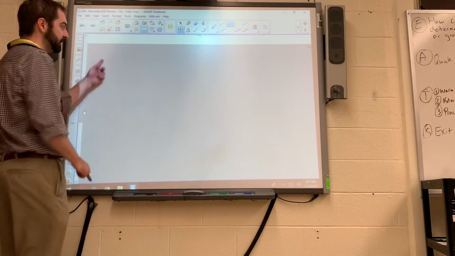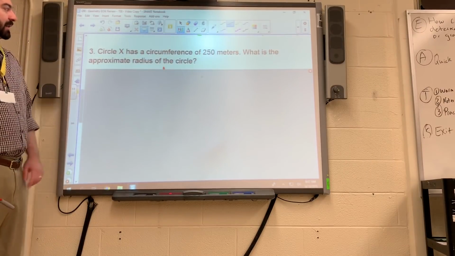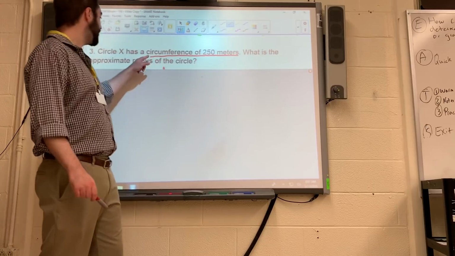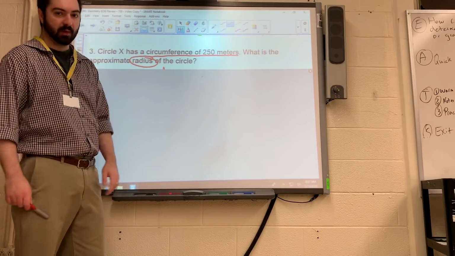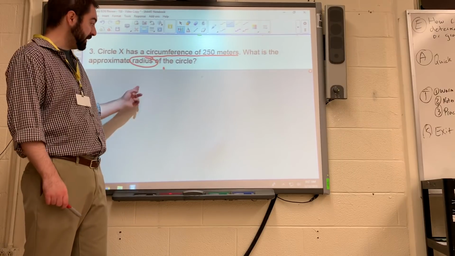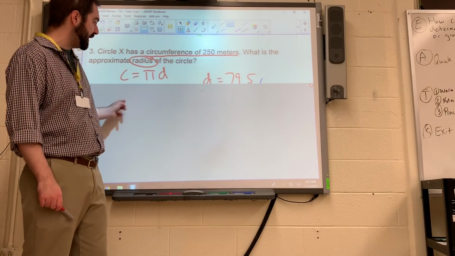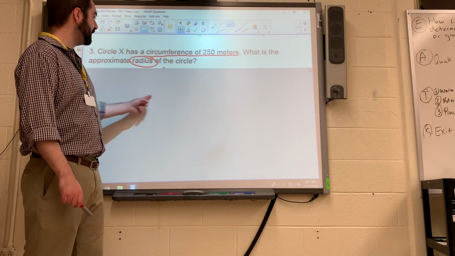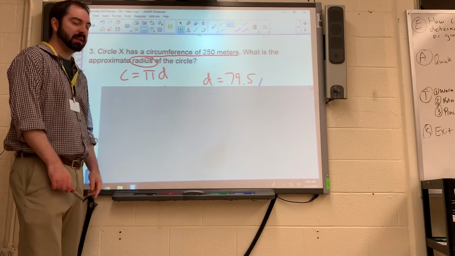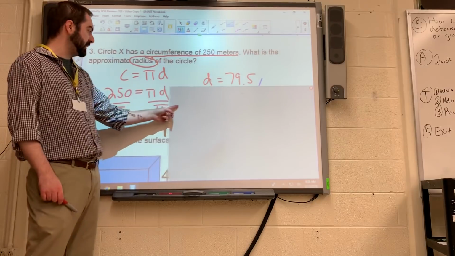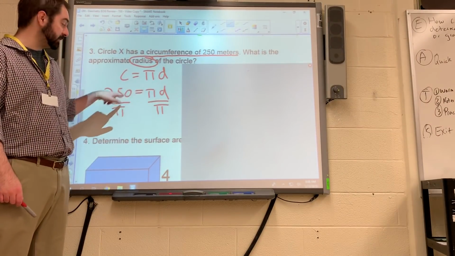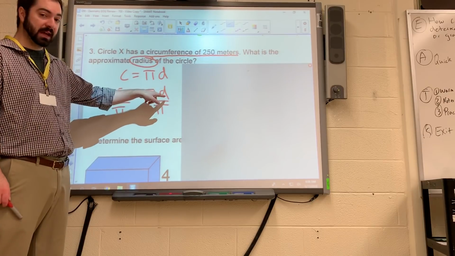Number 3, circle X has a circumference of 250 meters. What is the approximate radius? Okay, well, I have to think. I know this is definitely a circumference problem because it literally says the word circumference. So I know my formula, C equals pi d. Well, in this problem, I got to think to myself, what other information did they give me? They only gave me the circumference. So I could say that 250 is the same as pi times the diameter because we know the circumference, we just don't know the diameter.